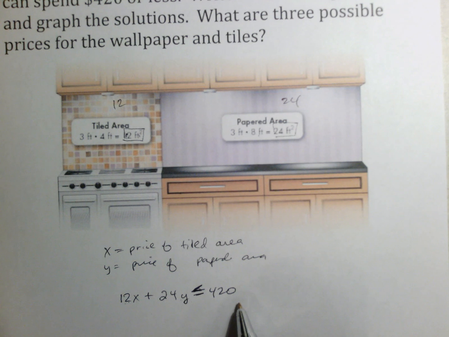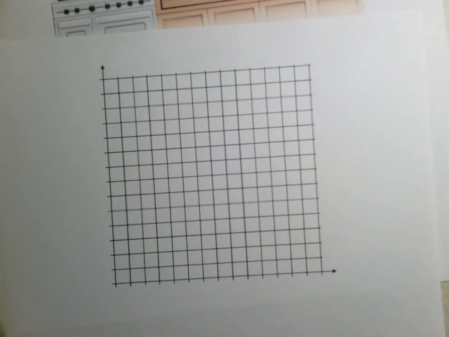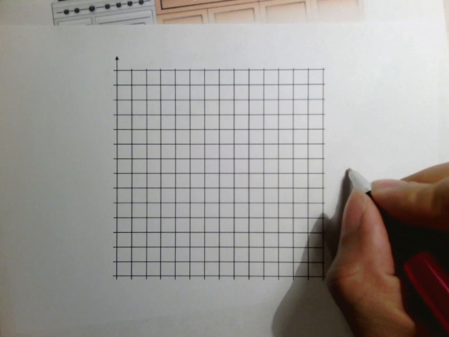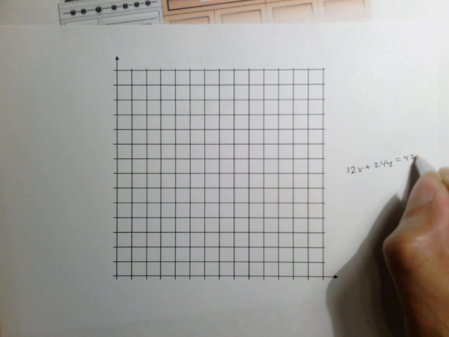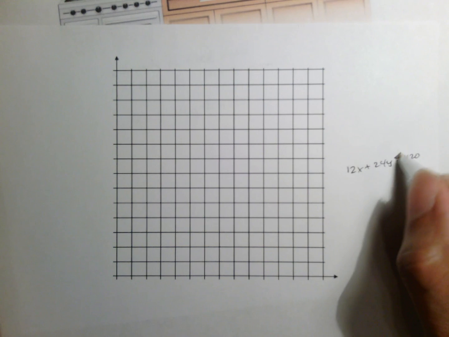it wants us to actually graph this and find some solutions. I'm not going to worry so much about finding the solutions, because I think we did that in our bell ringer today. All you have to do is just find some prices and pick some and go from there. But in terms of graphing, I do want to go to that. So I want to look at this part here. Again, I'm going to go ahead and copy the formula. 12x plus 24y should be less than or equal to 420.